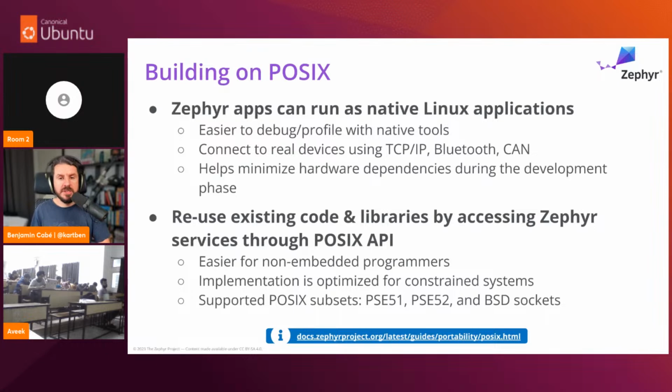Zephyr exposes a POSIX API, so if you have code that's been written against POSIX, like socket read, socket write, listen, accept, bind, whatever, threading, semaphores as well, mailboxes, whatnot, this is supported, so you can take existing code and run it.